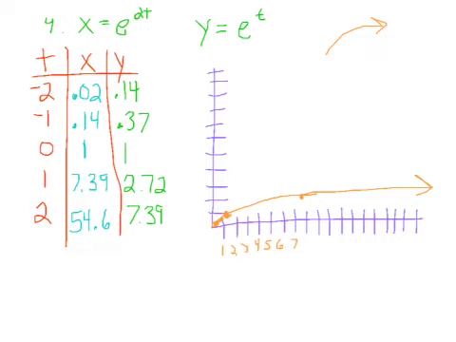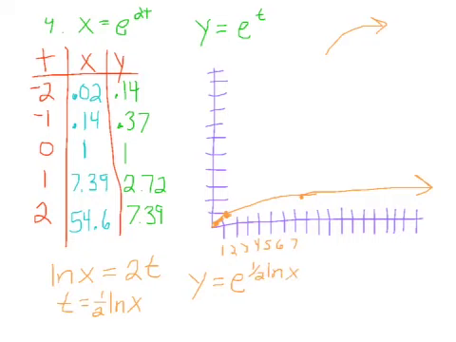So again, we want to isolate t in the x equation. In order to do that, we need to take the natural log of both sides. So the natural log of x equals 2t, so t equals 1/2 of the natural log of x. Now we're going to take that and plug it in for the y equation. So y equals e to the 1/2 natural log of x.